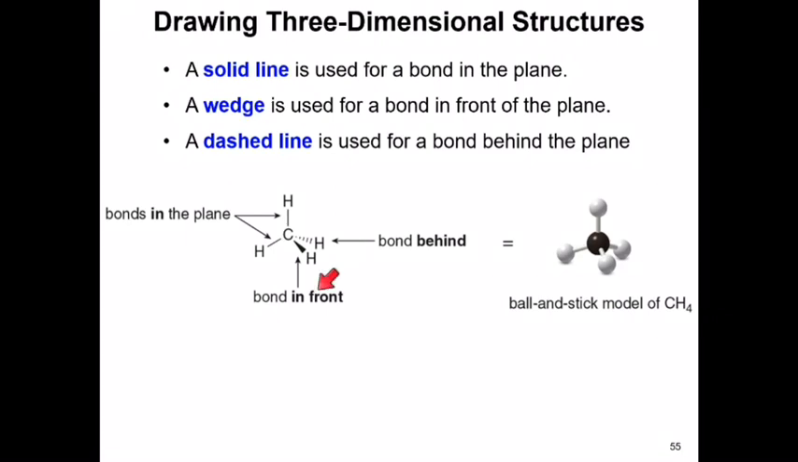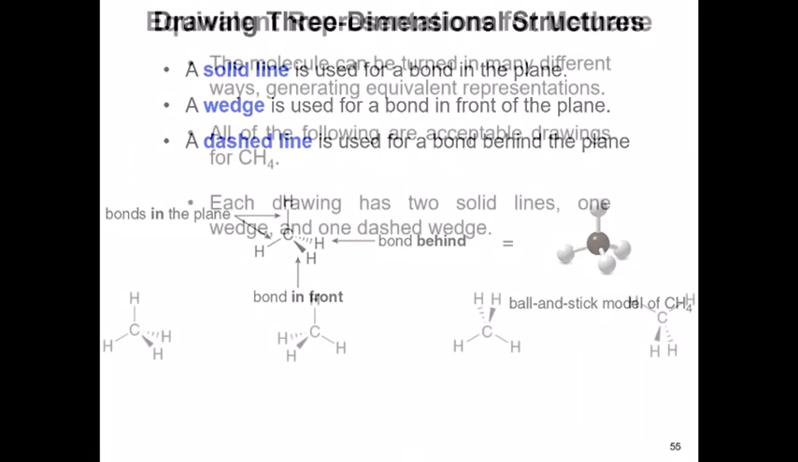A wedge, like this one right here, is used for a bond that is in front of the plane, going towards you. Imagine a pencil sticking out of the board facing you. That's a wedge. A dashed line, such as this one, is used for a bond behind the plane. So make sure you practice this often now so that by the time we get to the later chapters, you'll be able to visualize three-dimensional structures a lot easier.